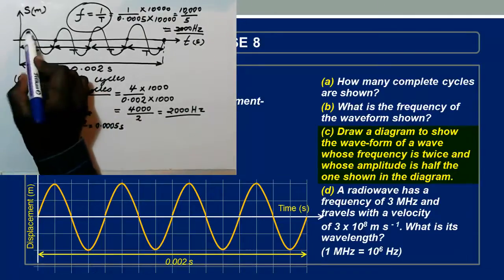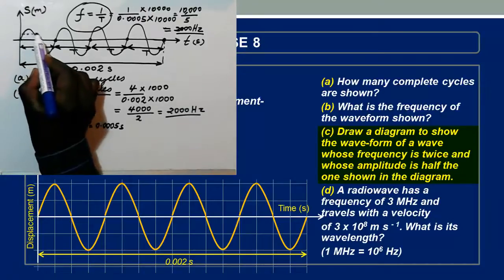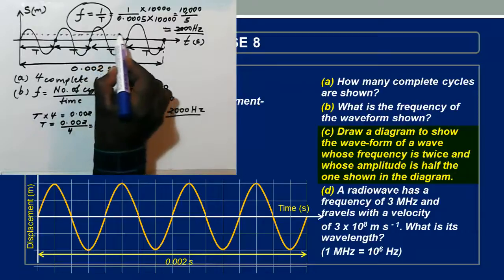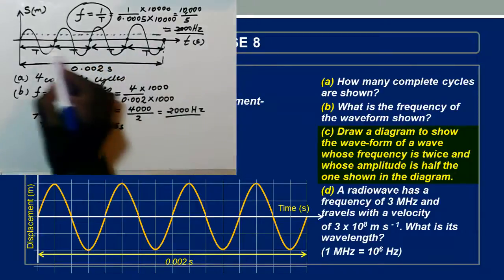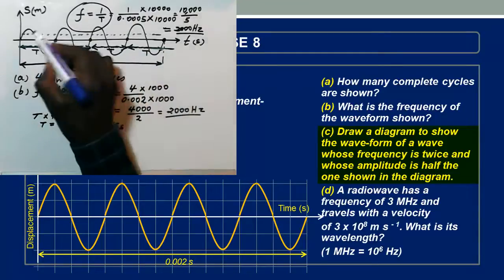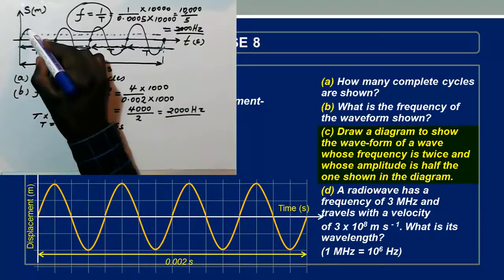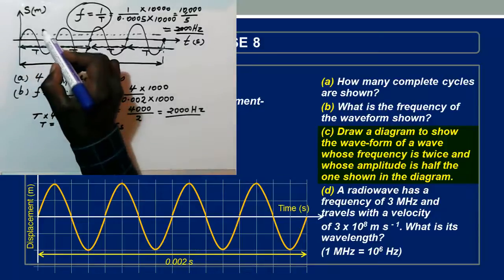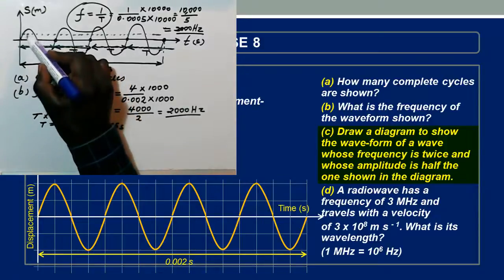Now, this is amplitude. So I'm going to divide that amplitude by 2, and I draw a dotted line here, because it's the one which will guide me on what I'm going to draw. And of course, this other line here shows half the amplitude. So from here to here may be 2 centimeters, but from here to here is 1. So the wave that I'm going to draw will have a maximum amplitude up to the dotted line.